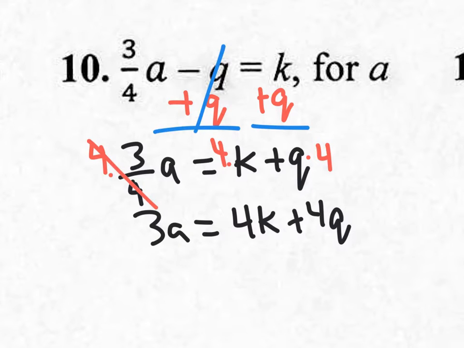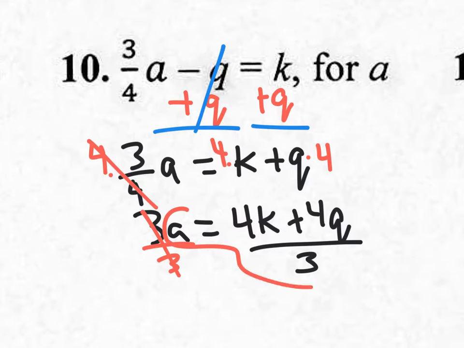and then we get the a by itself by dividing everything by 3. Now you could divide one thing at a time by 3, but like I said, in this case you can't really simplify it if you separate that 3. So we're just going to leave it as a equals 4k plus 4q over 3.